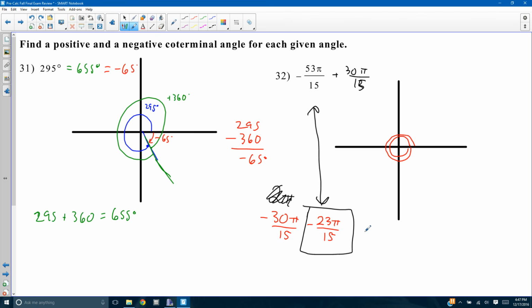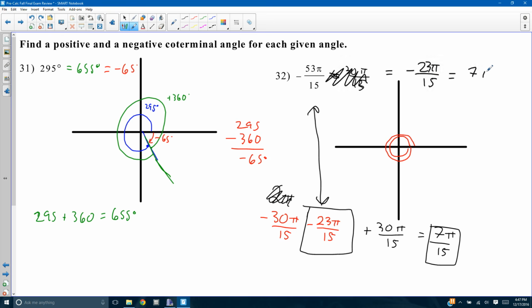Let's get a positive coterminal angle. Let's add another 2 pi from this value. That's another 30 pi over 15. So that's going to be 7 pi over 15 right there. That's a positive coterminal angle. So this is equal to negative 23 pi over 15, and also positive 7 pi over 15. And I'm sure you could get a whole lot more than just that, by adding and subtracting 2 pi, or just adding 2 pi twice. I added 360 and I subtracted 360 from here. So it just depends on what measure you're in.